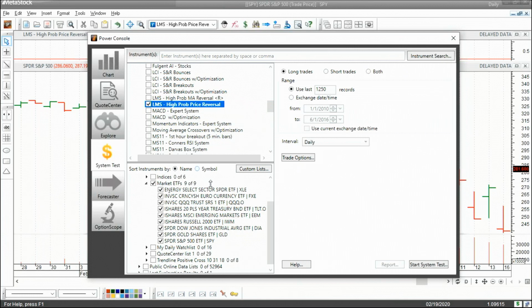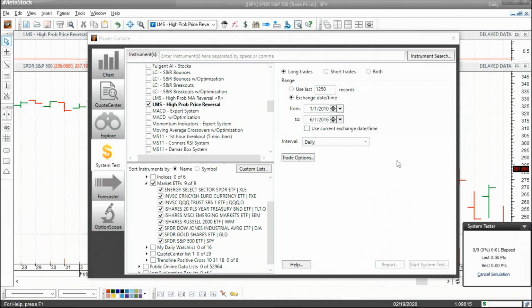We're going to test the same 9 securities. And what we'll do is test it over that 6-year period that they showed in the article. And I'll start the system test. All right. And it should go through pretty quick.